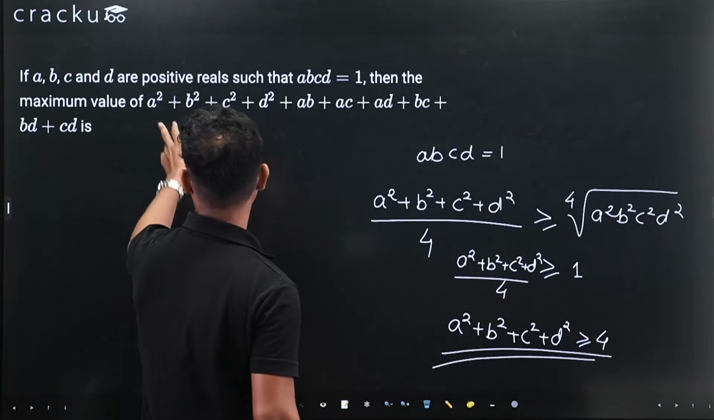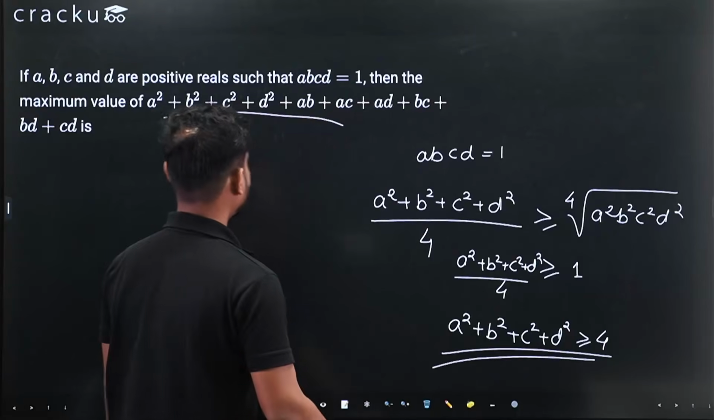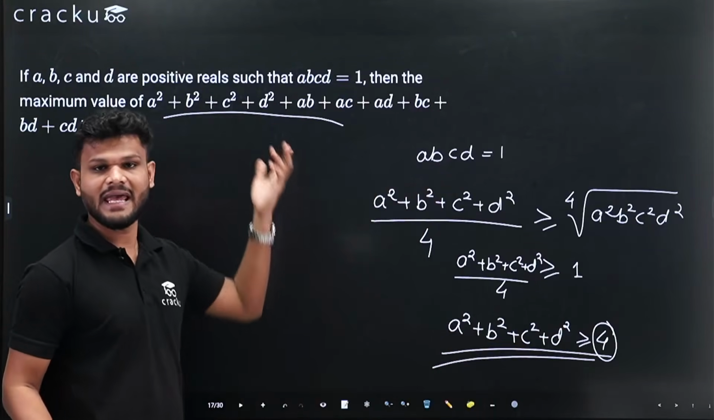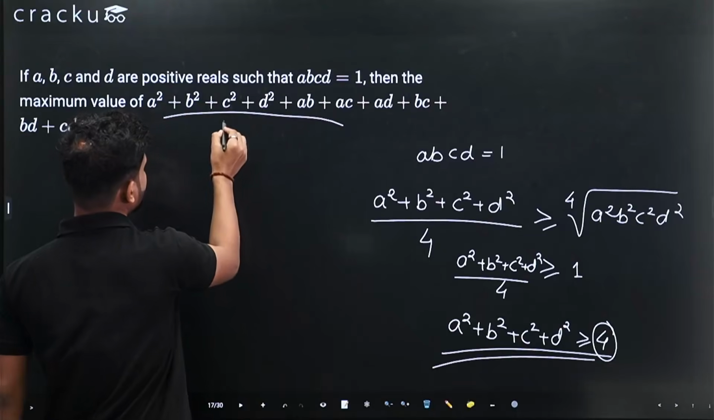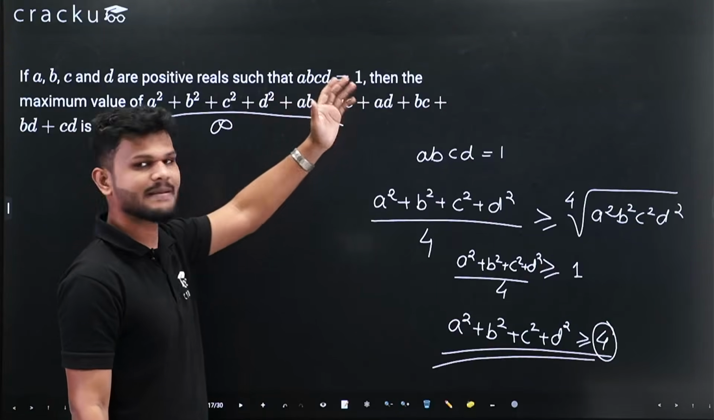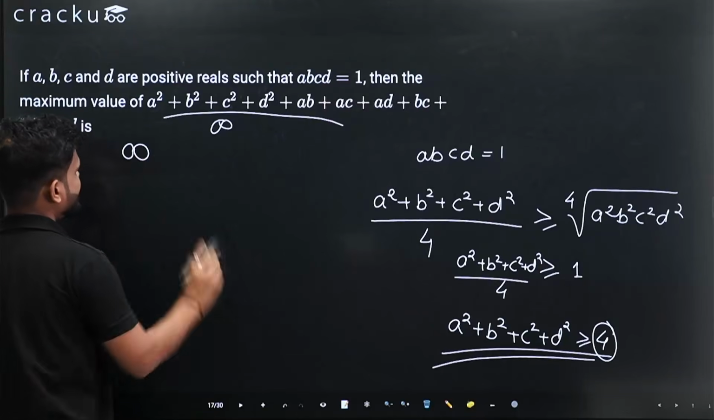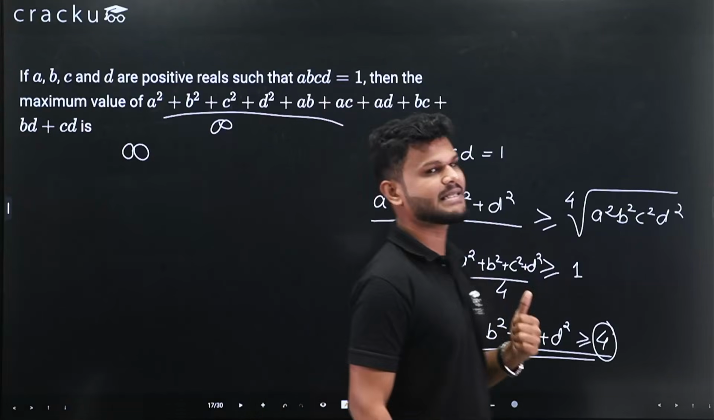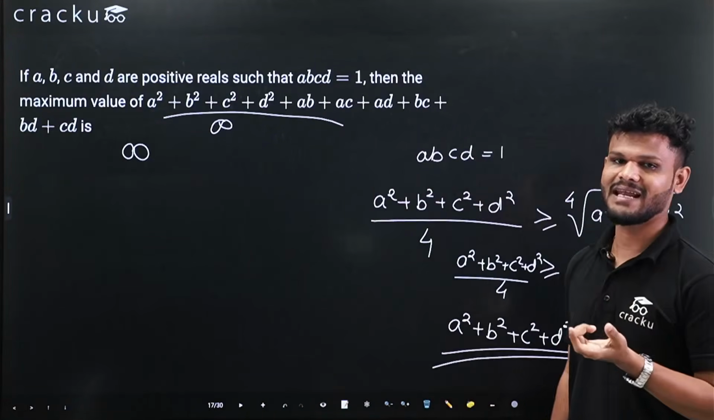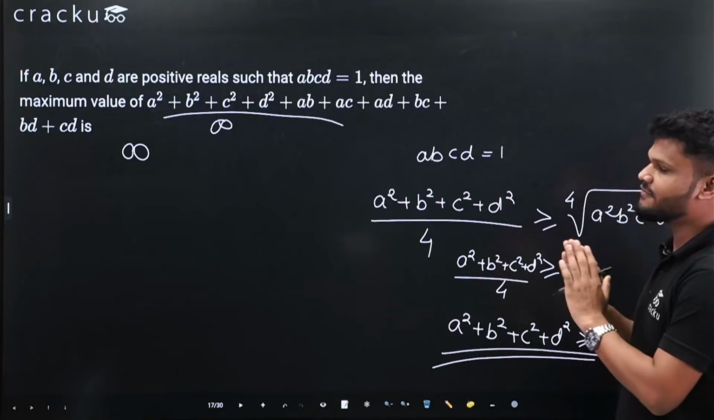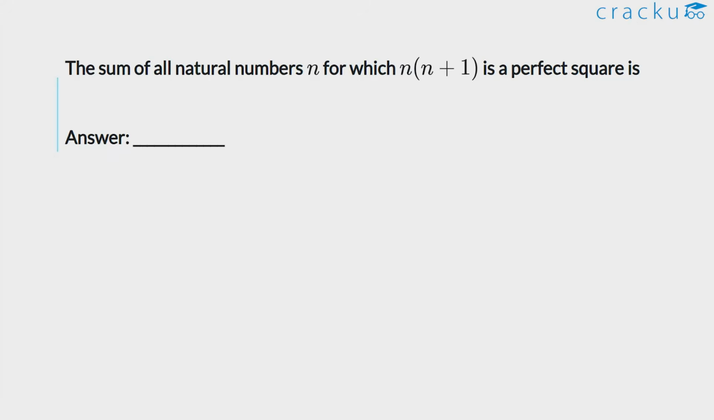And we want the maximum value of this expression. So this minimum value is 4, but the maximum value can be anything, it can be infinite. Infinite plus something will be infinite. So the answer to this question technically is infinite. But NMTC had given this as bonus because infinite you can't put as an integer. Okay, so infinite is the correct answer here.